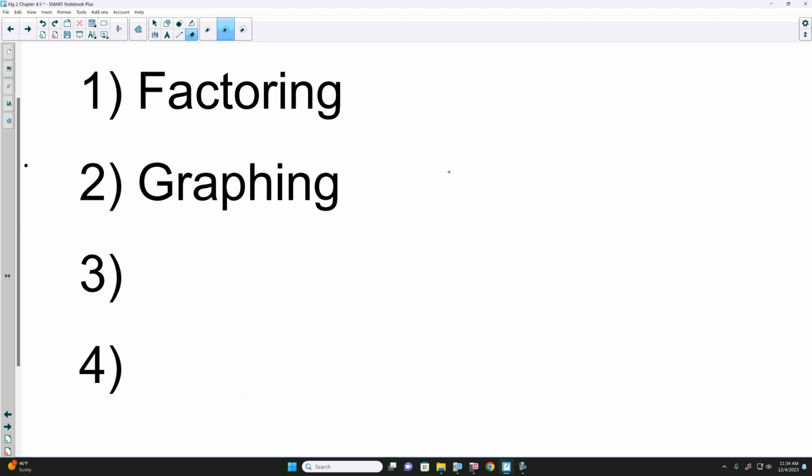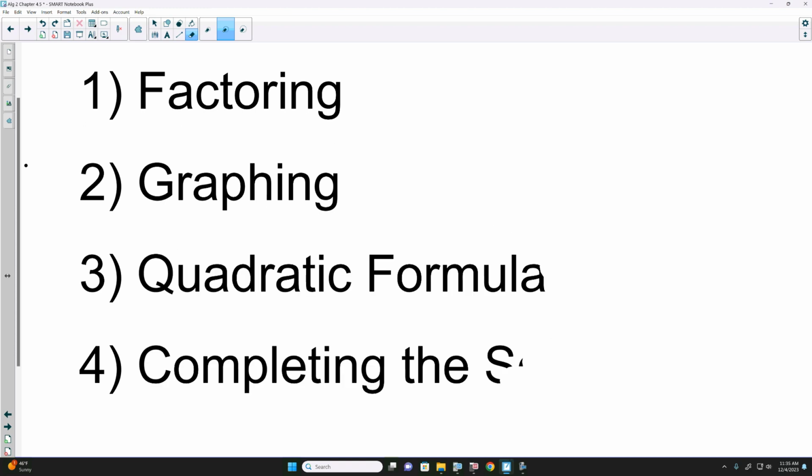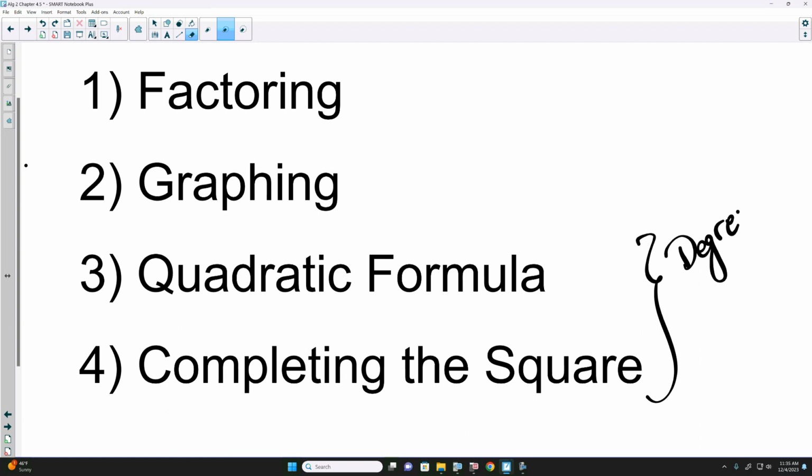And we've done these. We've factored with quadratics. We've graphed with quadratics. We can graph with these higher degree polynomial functions. And the other 2 ways we know to solve are the quadratic formula and completing the square. Now, the quadratic formula and completing the square only work with functions that are degree 2, quadratic equations.